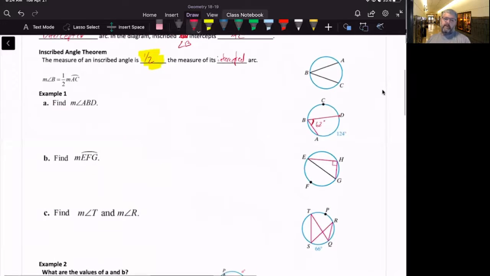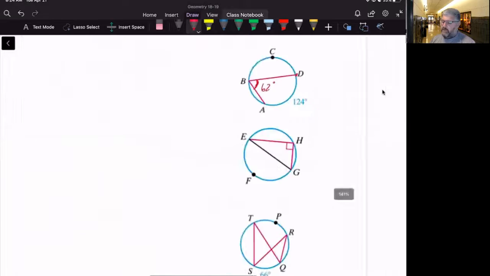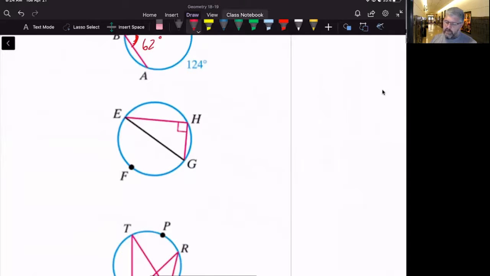Finding the measure of arc EFG. So arc EFG is when it starts at E, goes through F, and around to G. Well, the inscribed angle that makes it is EHG, which is a right angle. So the arc is going to be double that, or 180 degrees.